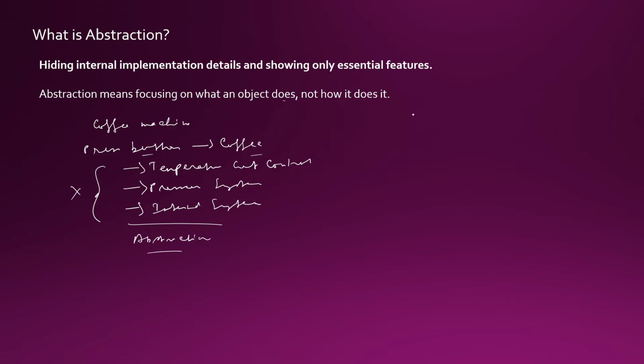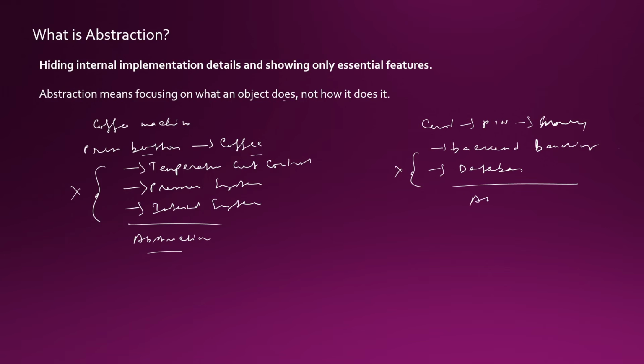Hiding the details. In the same way, if you go to an ATM, you insert your card, you enter your pin, and you get the money, right? But you don't know how the backend banking system is working. You don't know how the database is working, right? Do you know all these things? No, you don't. So basically, all these internal features are hidden from the user. This hiding process is called abstraction.